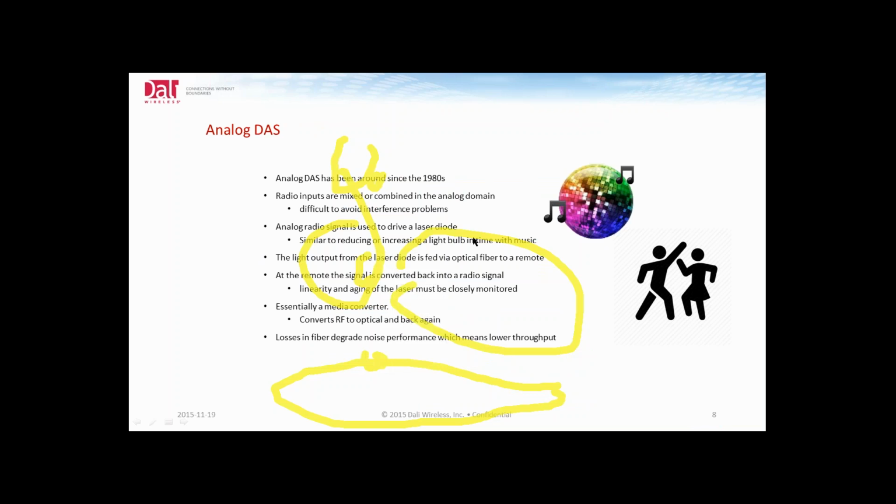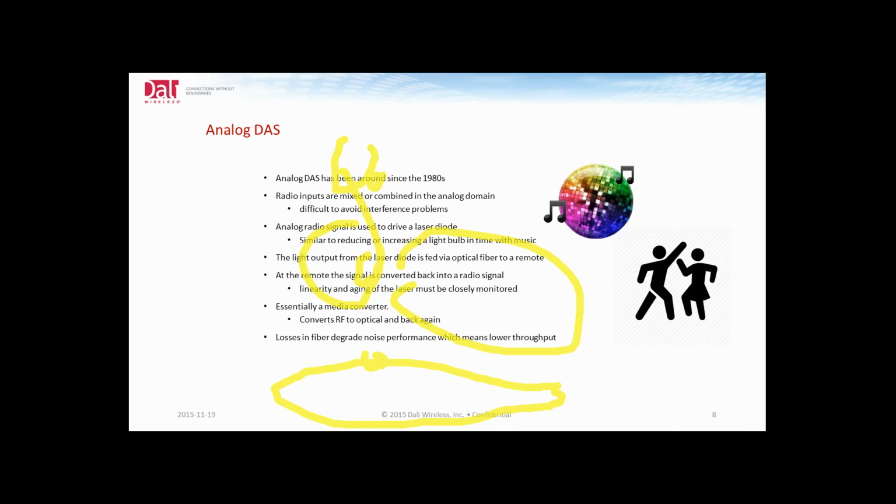If we look at this slide here in analog DAS, analog DAS has been around since the 1980s. In analog DAS, we take the radio inputs from the base station I showed earlier. We mix or combine them in the analog domain. It's been done for years. It is difficult to avoid interference problems when we are mixing a lot of signals in the analog domain from multiple base stations, multiple operators, and possibly multiple technologies. And the reason this is important is that those interfering signals will reduce the throughput on the system, which means the user experience can be degraded.